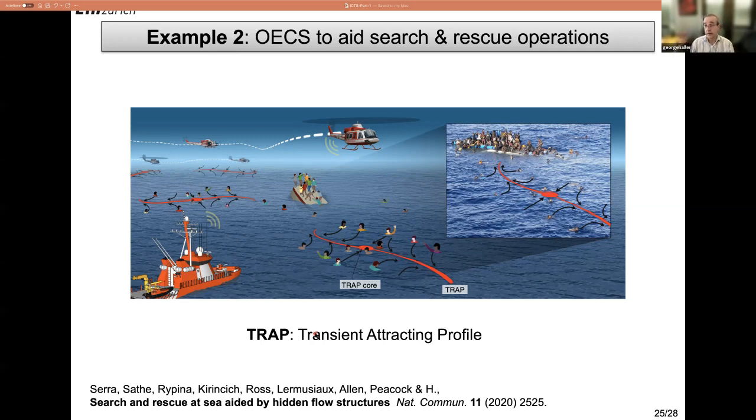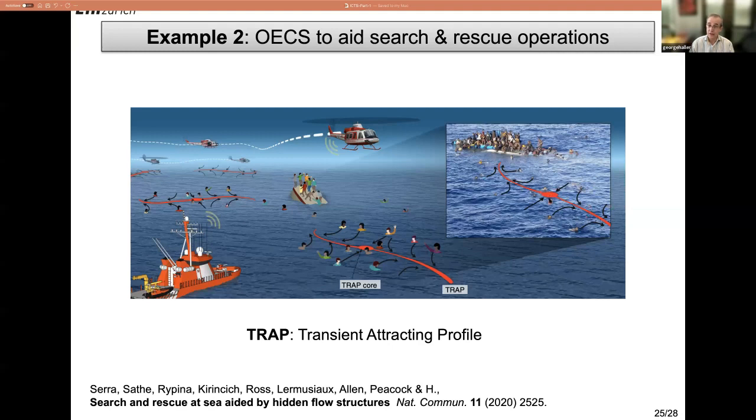Unfortunately, if you don't find a person in 6 hours in the ocean, then the search is reclassified as recovery, because the chances of them being alive are very small. Okay, so you really have to find people very quickly. And our idea was that maybe there are these objective saddle points in the flow, and their unstable manifolds are attracting people.